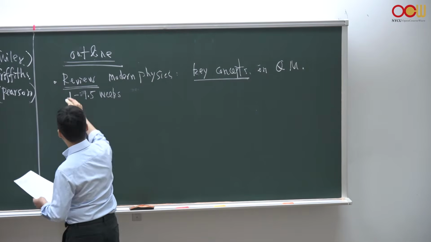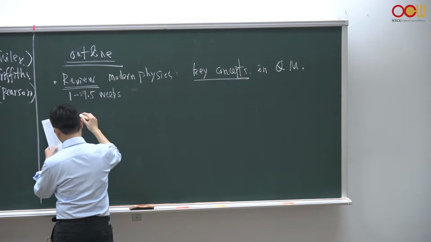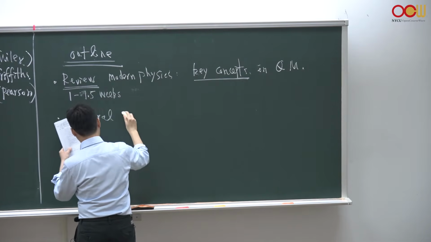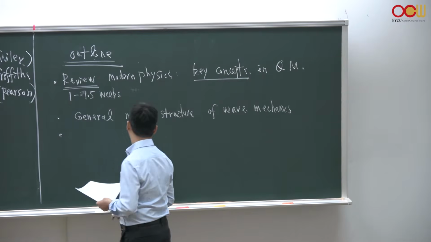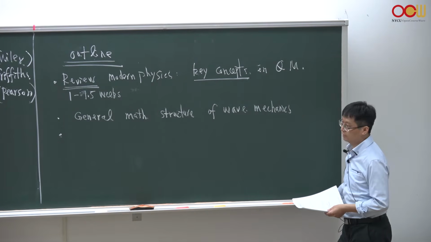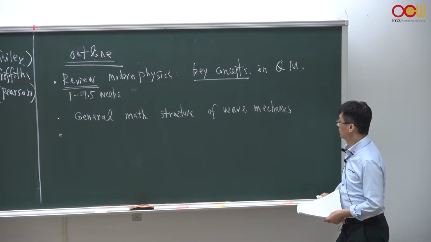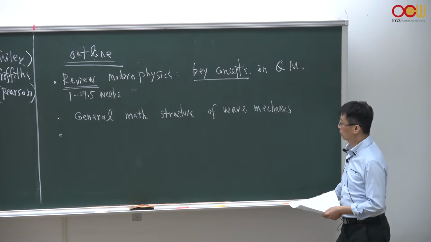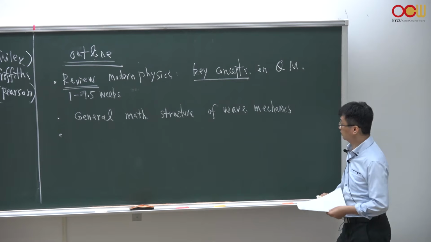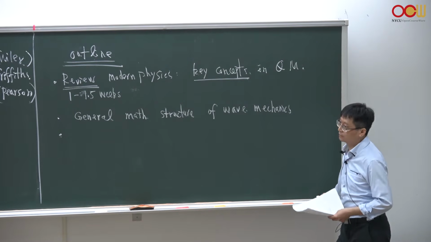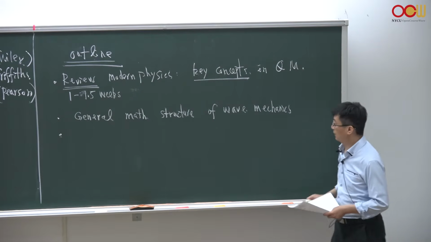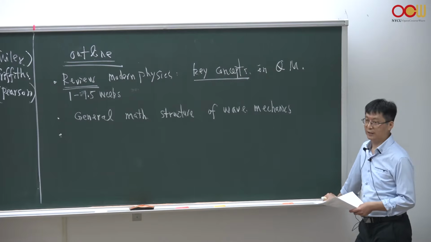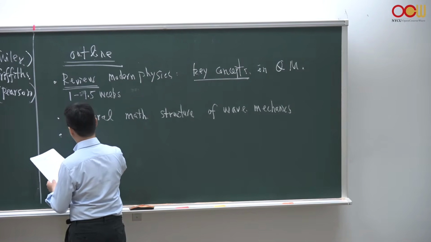After this brief review, we will start to introduce quantum mechanics, which is the general mathematical structure of wave mechanics. And we will apply some knowledge of linear algebra to reformulate, say, the Schrödinger equations or the probability amplitudes in quantum mechanics in a more mathematical way. Linear algebra or vector analysis are the tools that define the mathematical structure of wave mechanics. Then we will introduce the operator method.